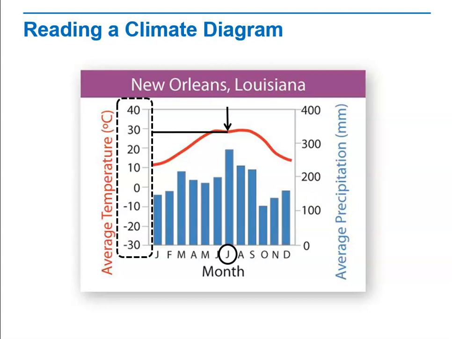During what month are temperatures in New Orleans the lowest? Well, look at the red line. Sorry about that. And we see that the average temperature in January is only about 10 degrees Celsius. So that's the coldest month for New Orleans.